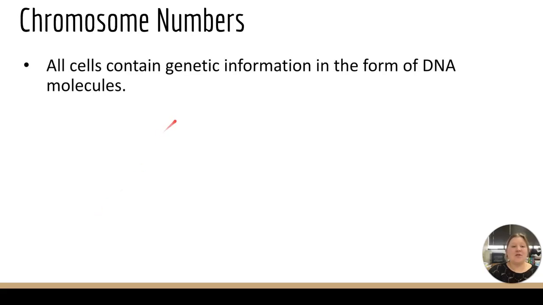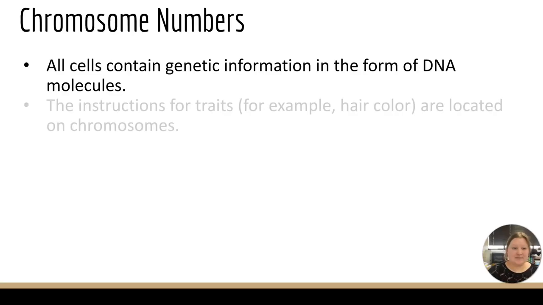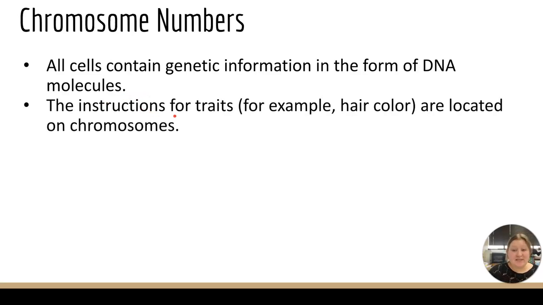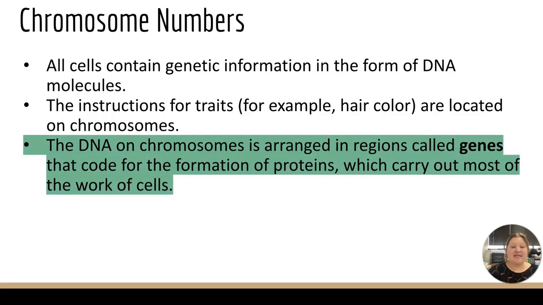So let's talk about chromosome numbers. So all cells contain genetic information in the form of DNA molecules. We haven't gone super in depth on DNA yet. We will soon. But DNA, every living thing has DNA in its cells. The instructions for traits like hair color are located on chromosomes, which are coiled up DNA basically. And the DNA on chromosomes is arranged in regions called genes. So those genes code for the formation of proteins, which then carry out most of the work of the cells.